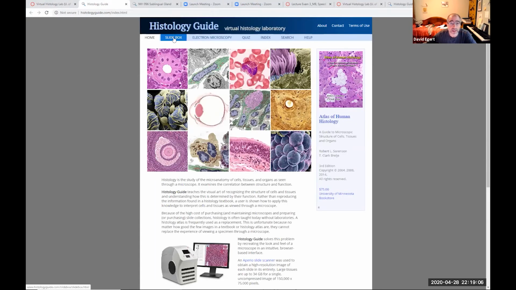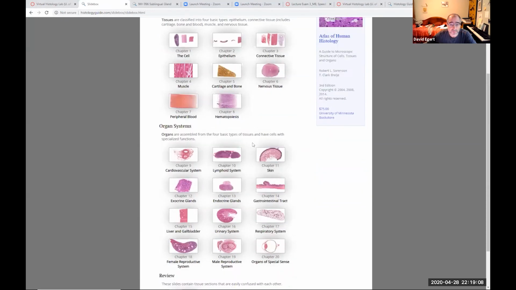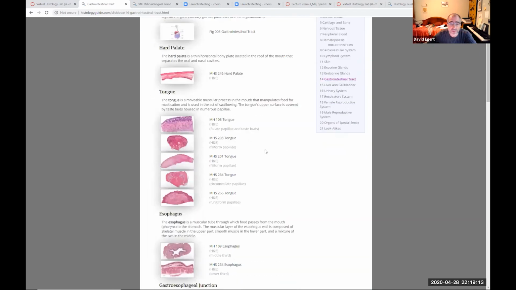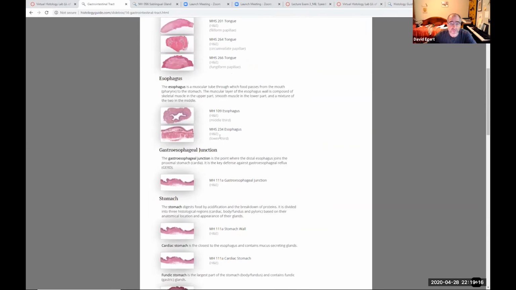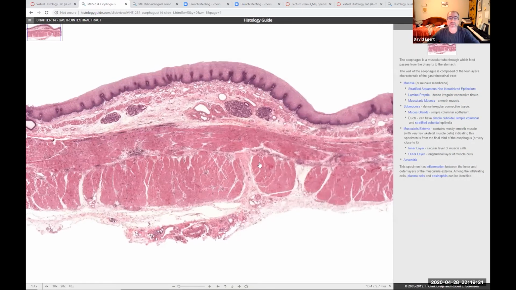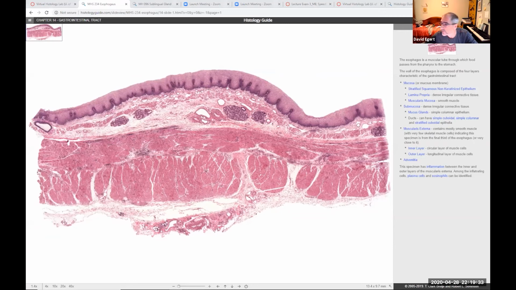So if you go into the slide box and into the gastrointestinal tract, you can actually see stuff like the esophagus. From this big picture view, there are a few things you want to keep track of. Wait, let me find my annotator. There it is. Where'd it go?